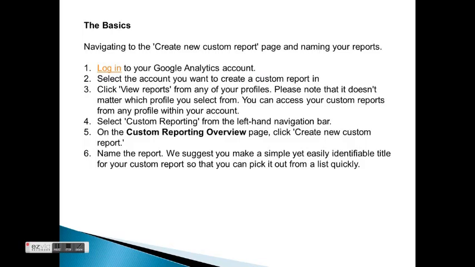The basics: navigating to the Create New Custom Report page and naming your report. Log in to your Google Analytics account, select the account you want to create a custom report in, then click View Reports from any of your profiles. Please note that it doesn't matter which profile you select from. You can access your custom reports from any profile within your account. Then select Custom Reporting from the left-hand navigation bar. On the Custom Report Overview page, click Create New Custom Report. Name the report. We suggest that you make it a simple yet easily identifiable title for your custom report so that you can pick it out from a list quickly.